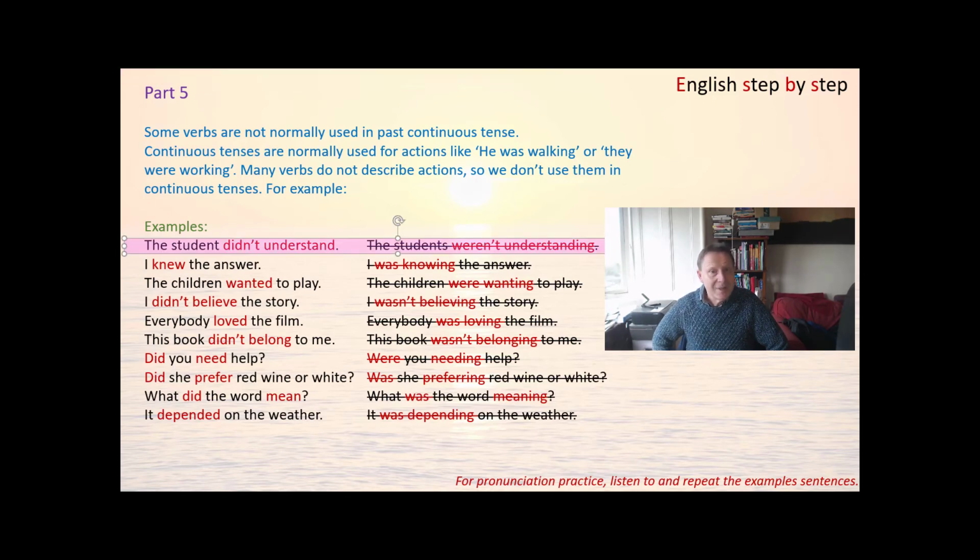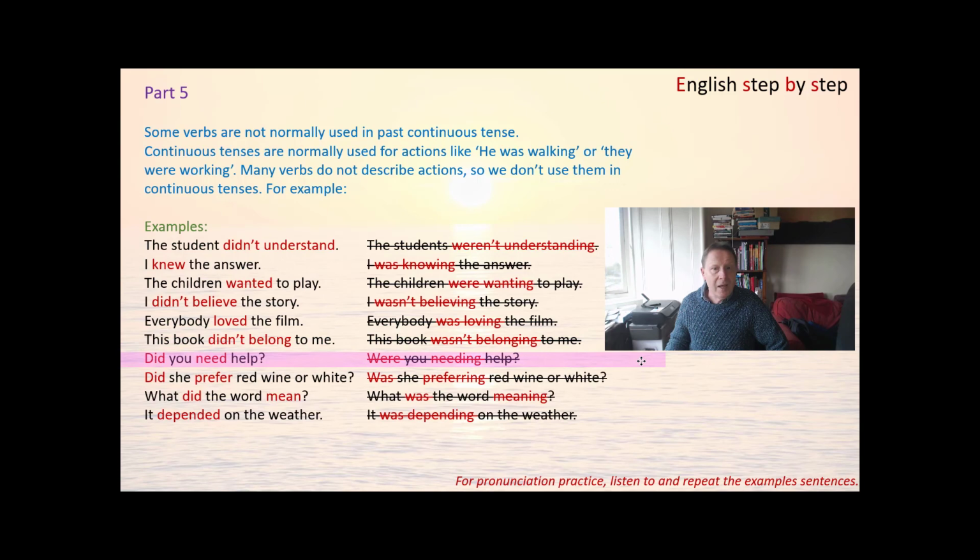The student didn't understand. Now, it sounds strange to say the students weren't understanding, because understanding is a mental process. We don't normally use this in the continuous tense. Next example. I knew the answer. The children wanted to play. I didn't believe the story. So all of these verbs are normally used in the simple form of the tense. Everybody loved the film. This book didn't belong to me.